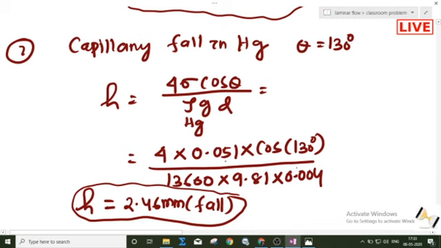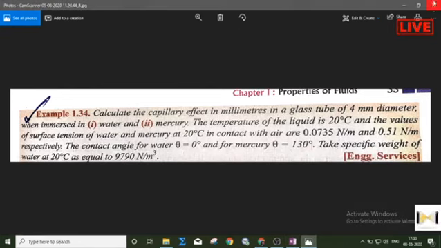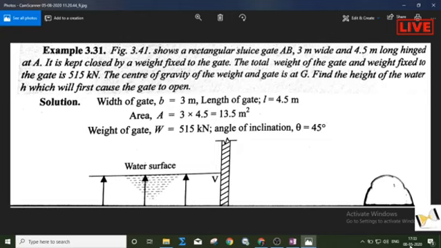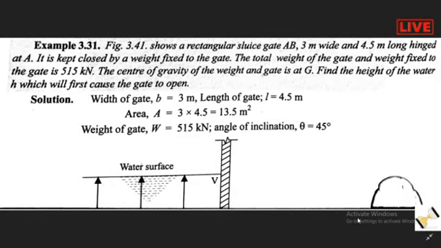Now I am giving you an assignment, so try to solve this question at your home. Please write this question down. It shows a rectangular sluice gate, 3 meter wide and 4 meter long, hinged at A. It is kept closed by a weight fixed to the gate. Solve by yourself, but apply the concept. If you are not getting it, then ask me.